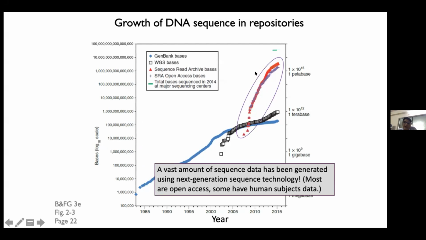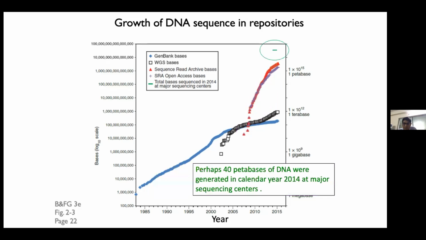You see, the first human genome sequencing took almost a decade, but now, using a high throughput machine, the HiSeq or the NovaSeq, you can sequence 48 genomes, including the library prep, within 4 or 5 days. And 40 petabytes of DNA data were generated in 2014 in major sequencing centers.